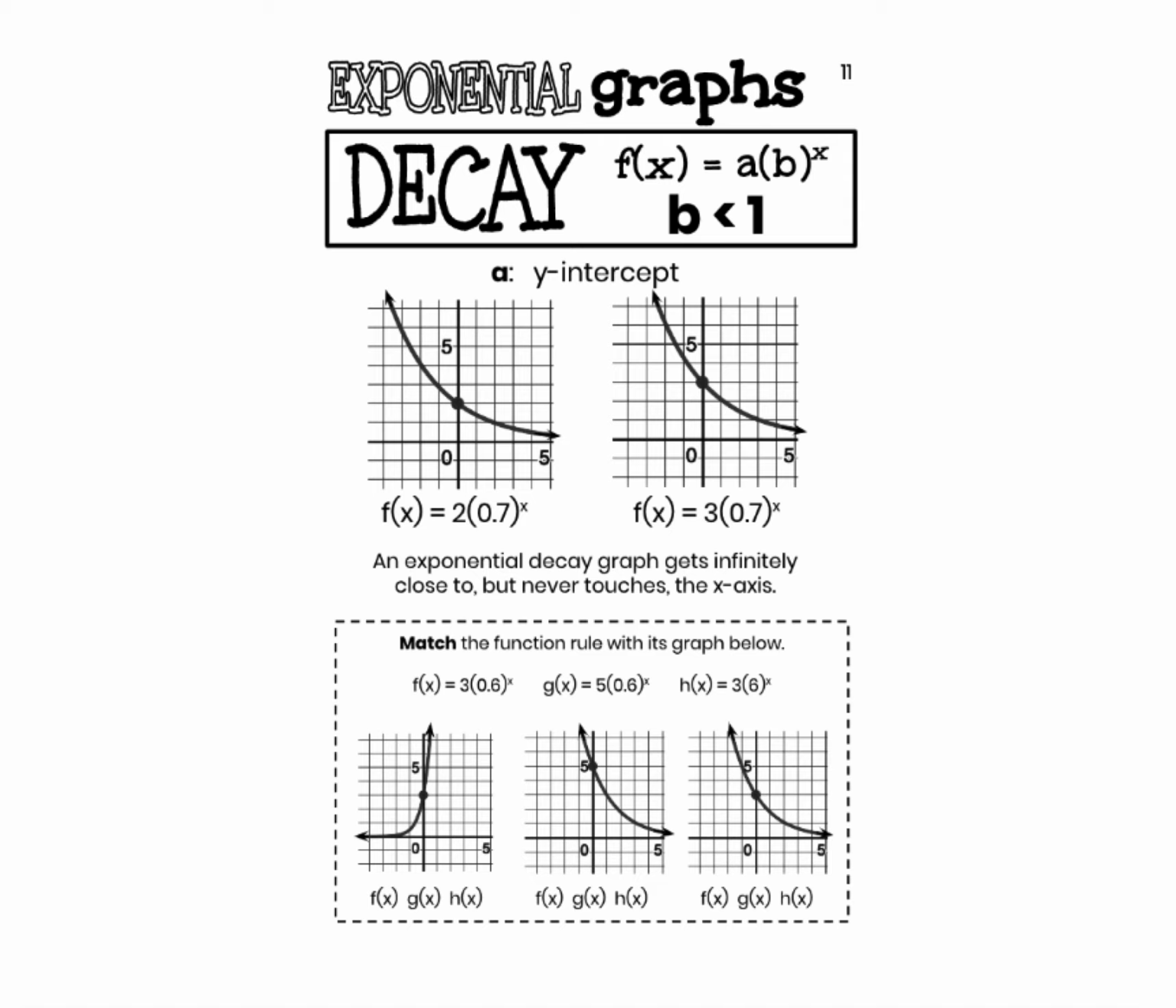Pictured here are exponential decay graphs. This is what the graph looks like when our b value is less than 1. Actually, that should be between 0 and 1. That means that my value is decreasing over time. I still have a domain of all real numbers. My range is greater than 0 because I don't ever touch the x-axis.